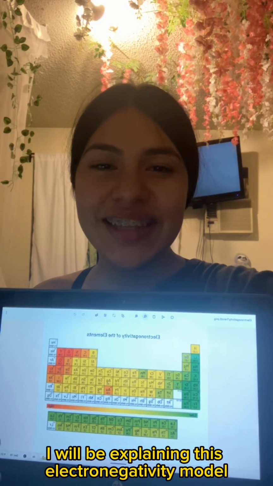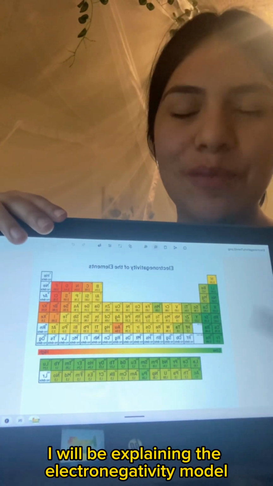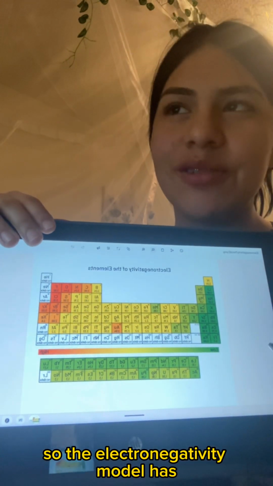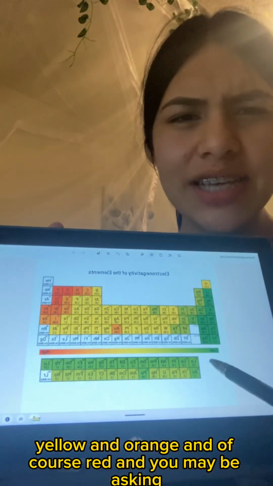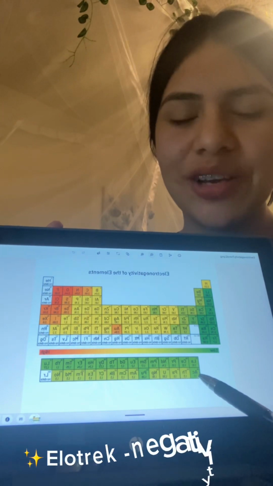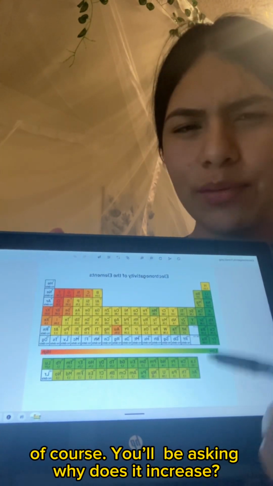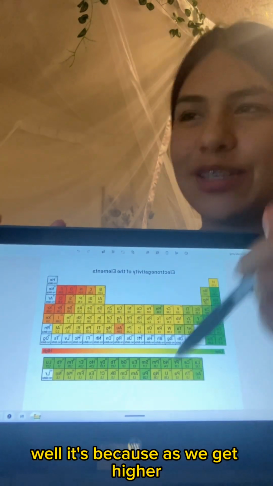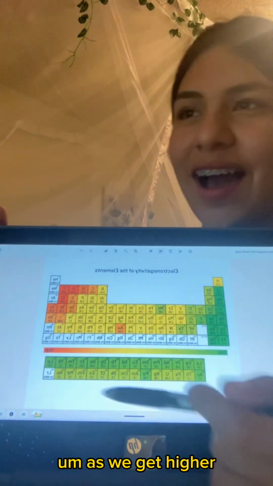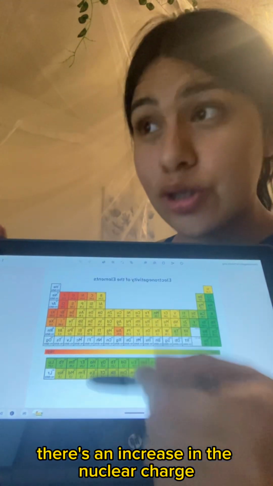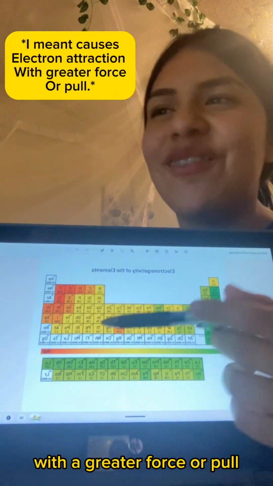My name is Walter Hartwell White. I will be explaining this electronegativity model. As you can see, the model has green, light green, yellow, orange, and of course red. And you may be asking, why does it have this? Well, electronegativity increases from left to right in a period, of course. And you'll be asking, why does it increase? Well, it's because as we get higher, as you can see where the red and the yellow is, there's an increase in the nuclear charge, which causes electron attraction with a greater force or pull.